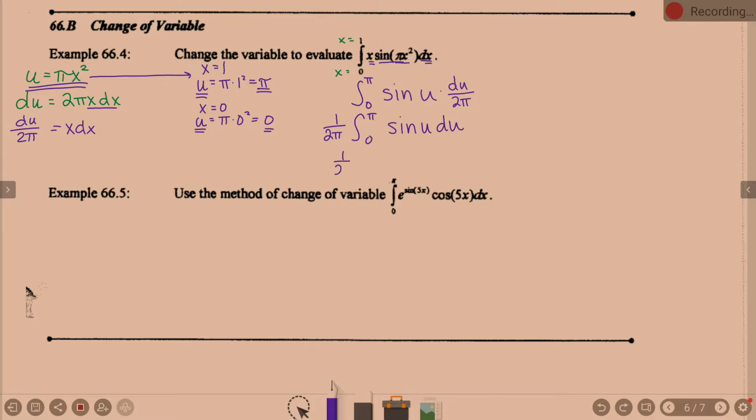So we're going to have 1 over 2 pi times negative cosine u, and I'm going to say evaluated from 0 to pi. Okay? And now we're just going to finish the problem out.